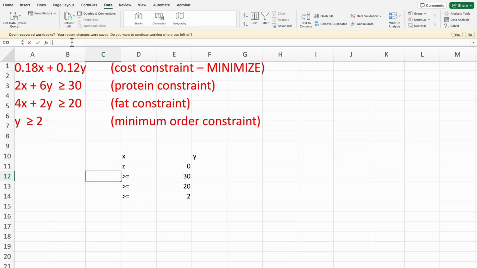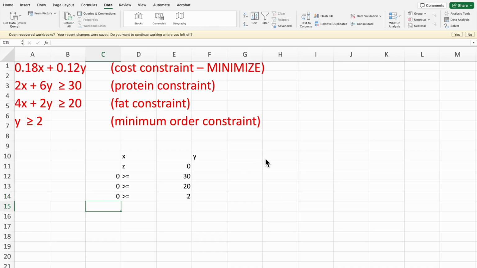First is 2 times the value of x plus 6 times the value of y. It's bigger than 30. Also we have 4 times the value of x plus 2 times the value of y. It's bigger than 20. Also, we have another constraint that y is bigger than 2.